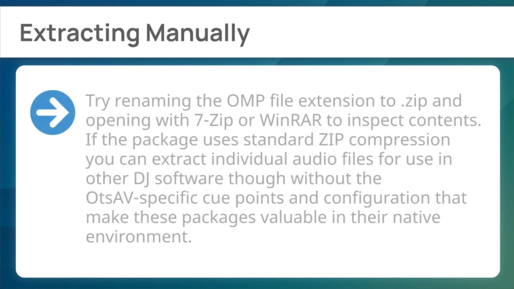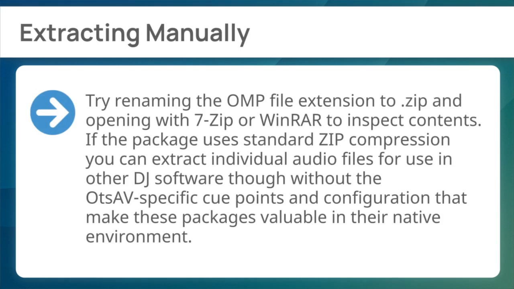Next, extracting manually. Try renaming the OMP file extension to .zip and opening with 7-zip or WinRAR to inspect contents. If the package uses standard zip compression, you can extract individual audio files for use in other DJ software, though without the OtsAV specific cue points and configuration that make these packages valuable in their native environment.